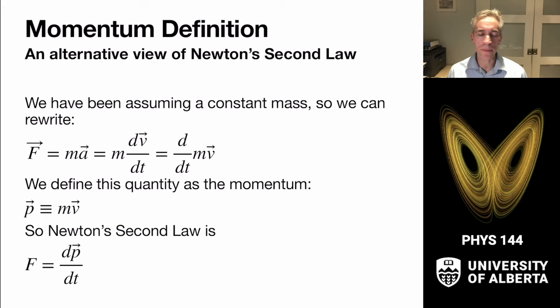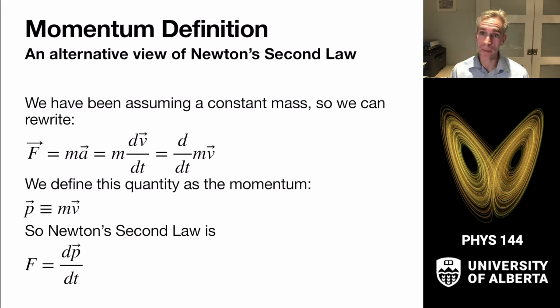This stems from an alternative view of Newton's second law. I'll just note that in our class so far, we've been assuming that the force was equal to the mass times the acceleration. And we can rewrite, using the rules of calculus, that the acceleration is the time derivative of velocity. And since mass is a constant, I can pull it inside the derivative and say that the time derivative of some quantity, which is the mass times the velocity, is going to be equal to the force. And we call that quantity, the mass times the velocity, the momentum.